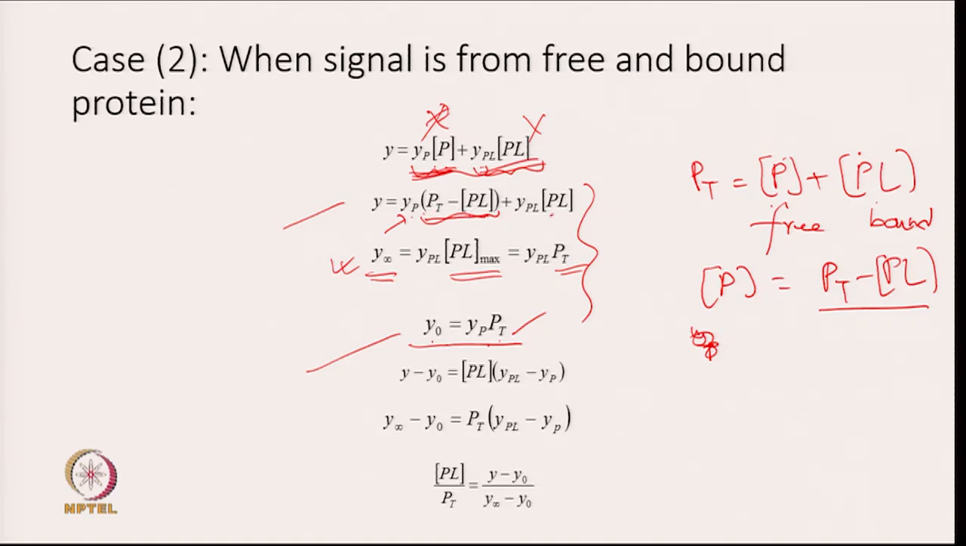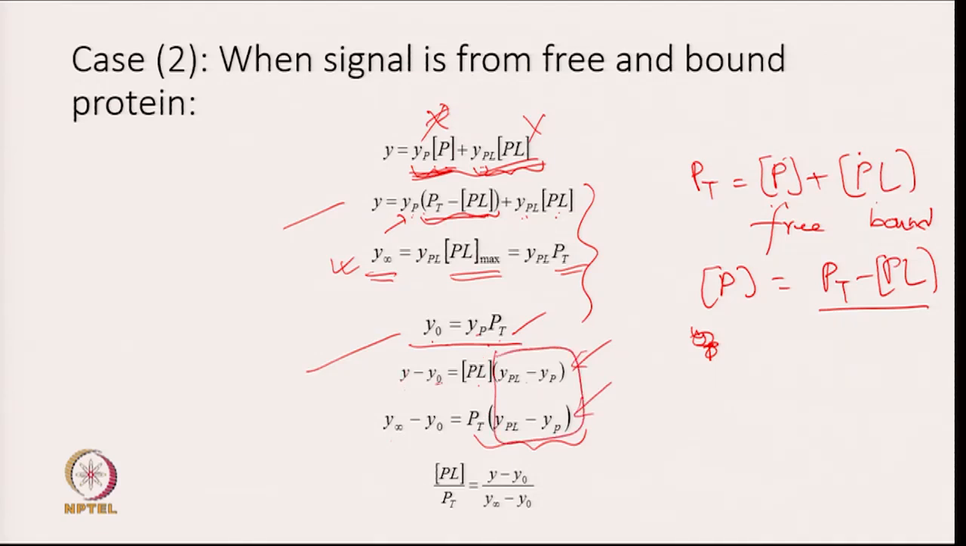pl into yp and pl into ypl. So pl can be taken as a common, and what is left is yp, ypl, since we are talking about y minus y naught, so this cancels out. So pl if we take, then ypl minus yp. Similarly, we can get y infinity minus y naught, and that is equal to this. If you can see, this has the same common term.